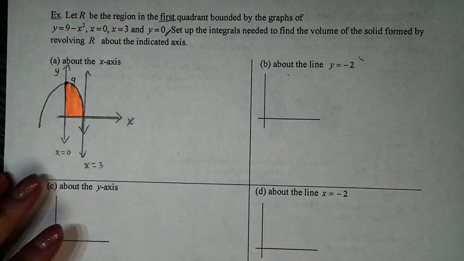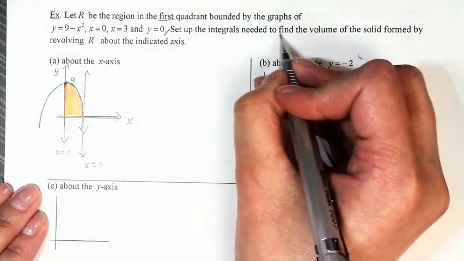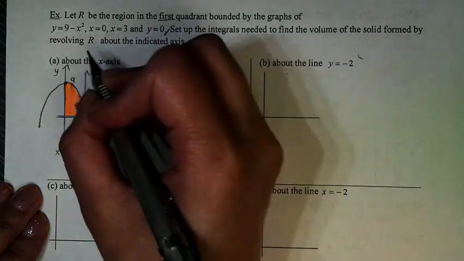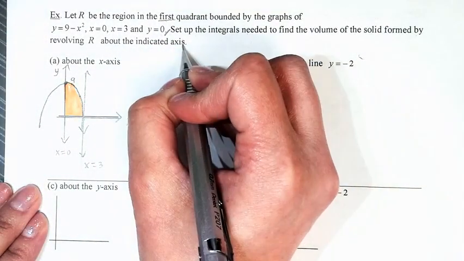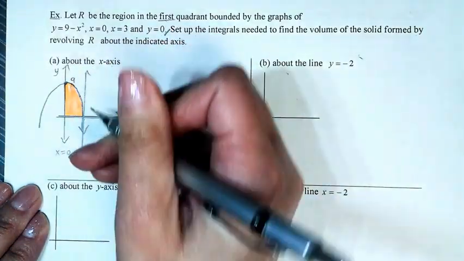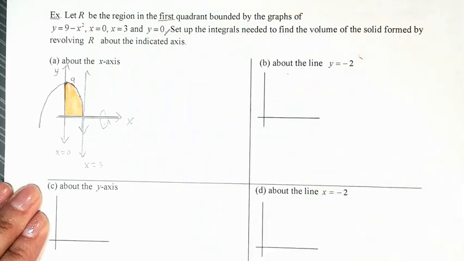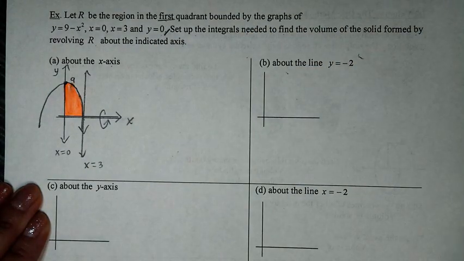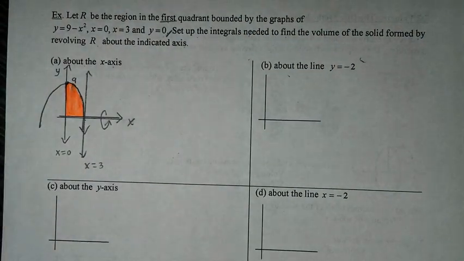Now, in addition to that, let's keep reading. Set up the integrals needed to find the volume of the solid formed by revolving R about the indicated axis. In A, they are asking you about the x-axis. So they are telling you that this is your axis of revolution. Please note that your axis of revolution is going to be that one. Meaning, let's see.